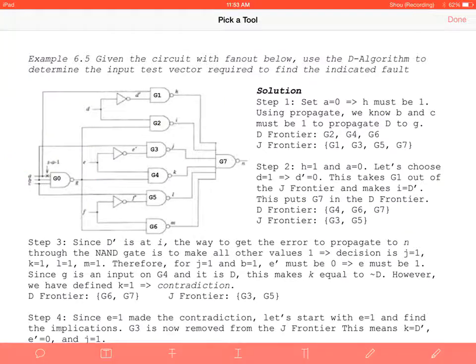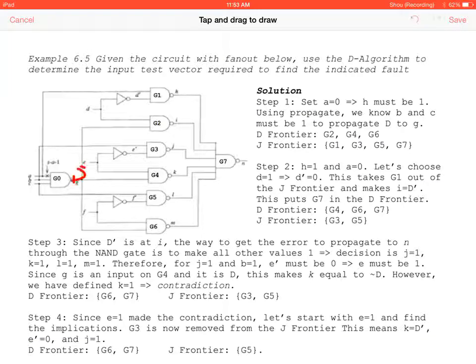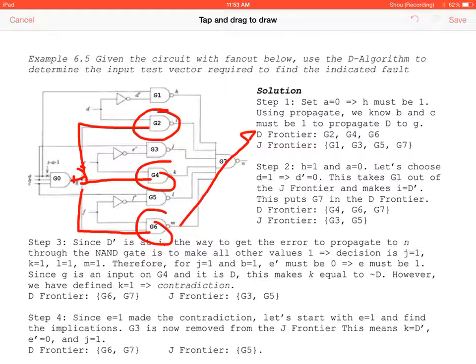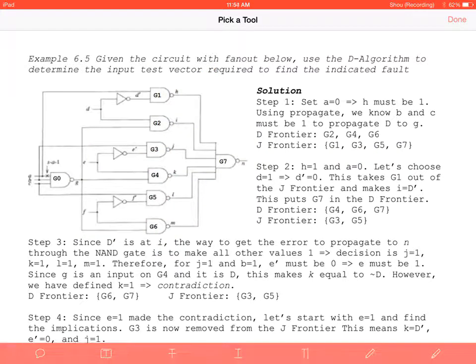So what you're actually going to have is D bar. So this becomes attached to 2. D bar becomes 4, and then it's fanned out to 6. So now that we have an error on those inputs, that means that G2, G4, and G6 are in the D frontier. And we don't have all of the inputs for G1, G3, G5, and G7, so that becomes our J frontier.